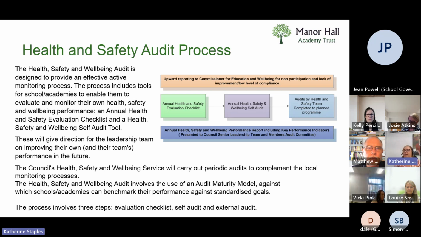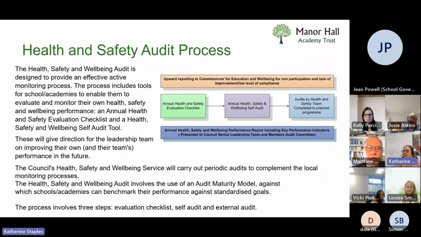I will circulate them after, but the health and safety wellbeing audit that we buy into as a trust, and that we ask our schools to adhere to, allows us to see how they are performing with health and safety, and also allows us to understand where we need to support them as a trust and what work they need to do in their schools.